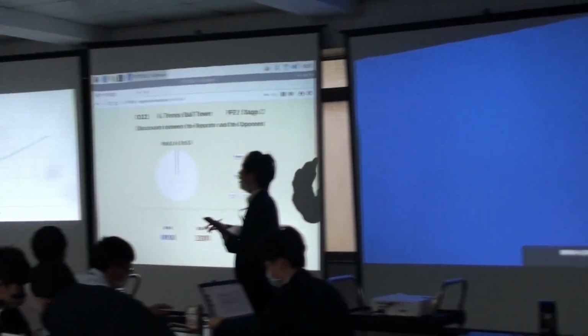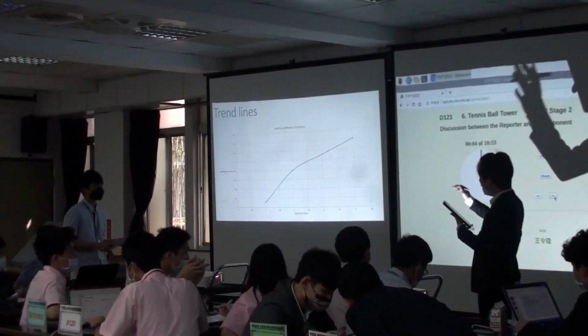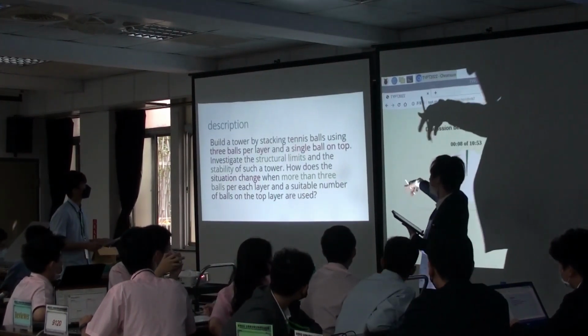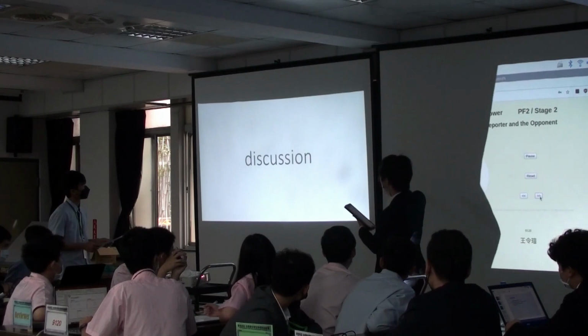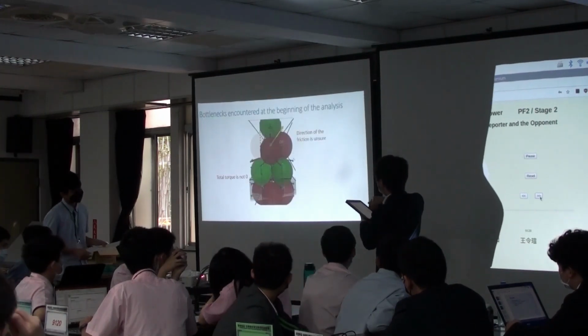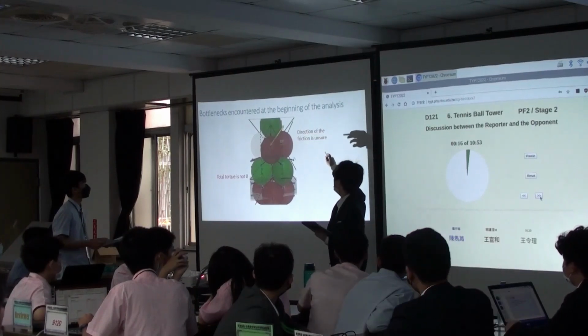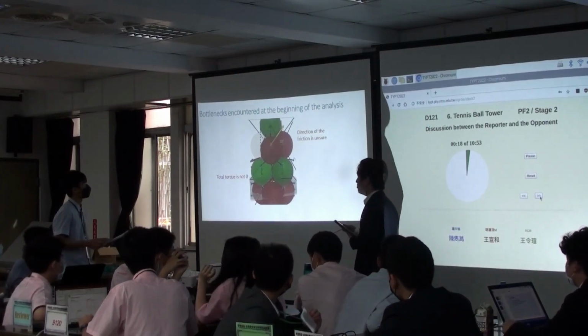Okay, so I'd like you to go up to page 2. Go down a little bit. Next page. Yes. Can you please elaborate on why the direction of the friction is unsure?